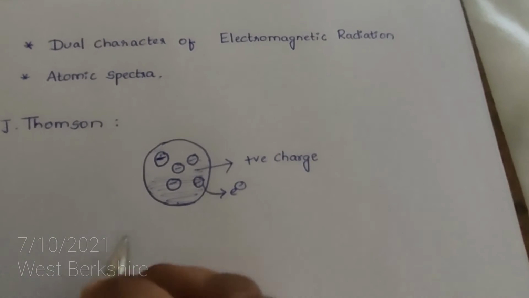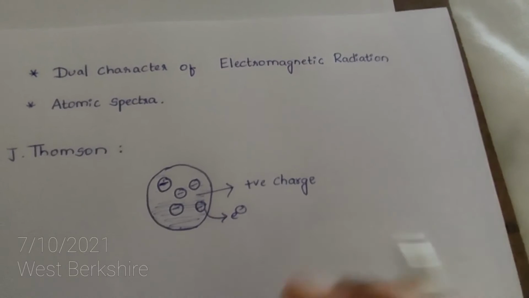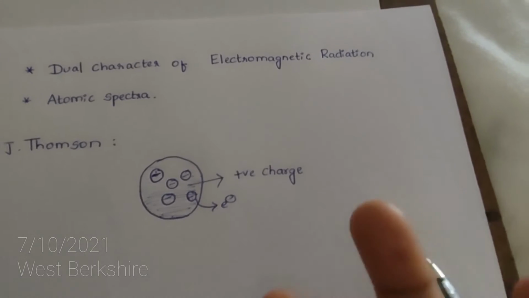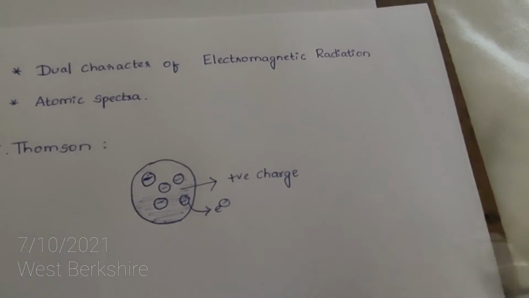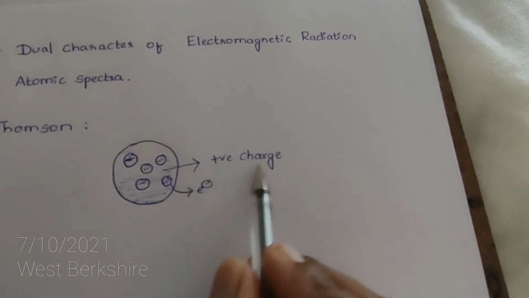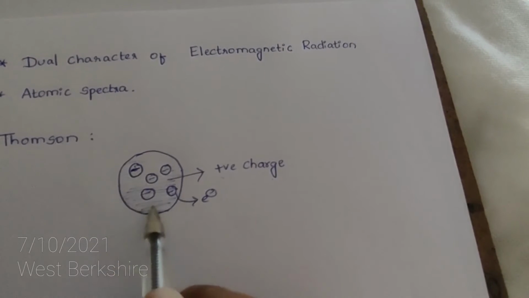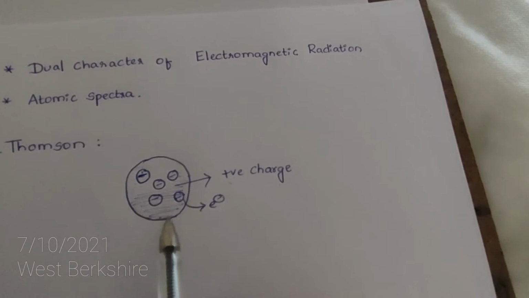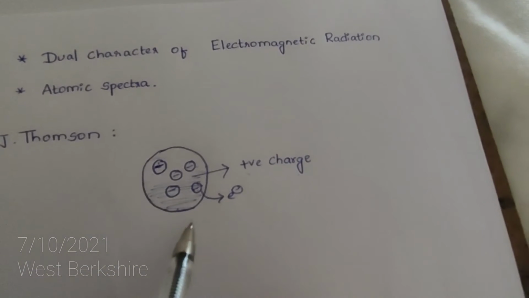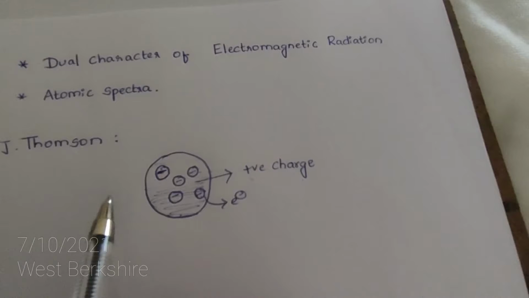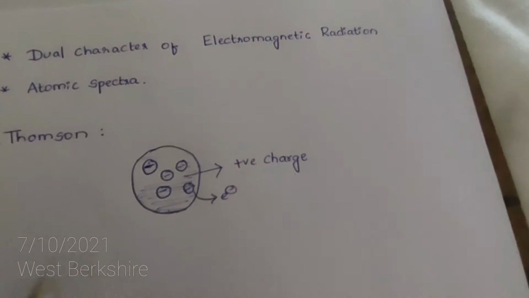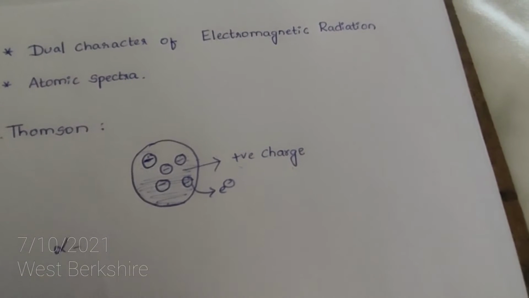It is famously known as the watermelon model, in which the red color, that is the pulp of the watermelon, is compared with the positive charge, and the seeds in the watermelon are compared with the electrons. But this atomic structure proposed by Thomson was proved to be wrong after conducting alpha ray scattering experiments.